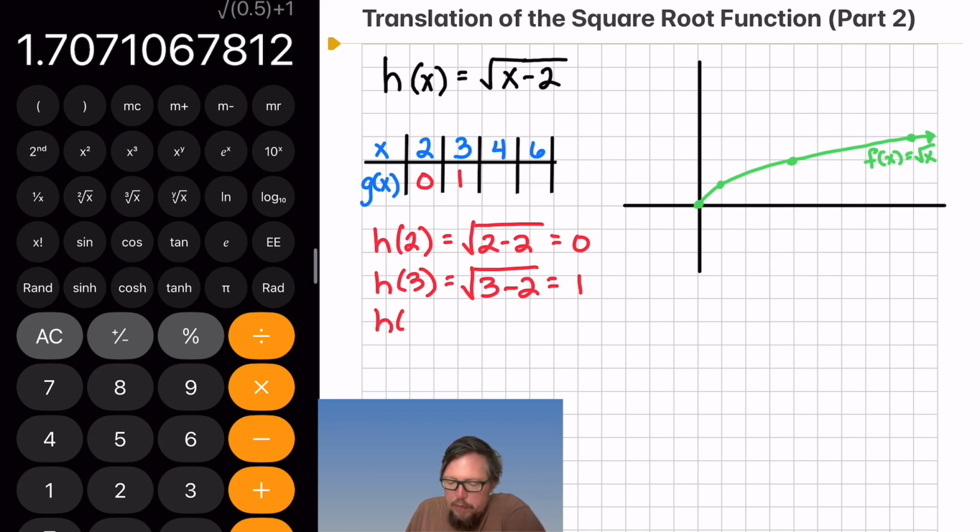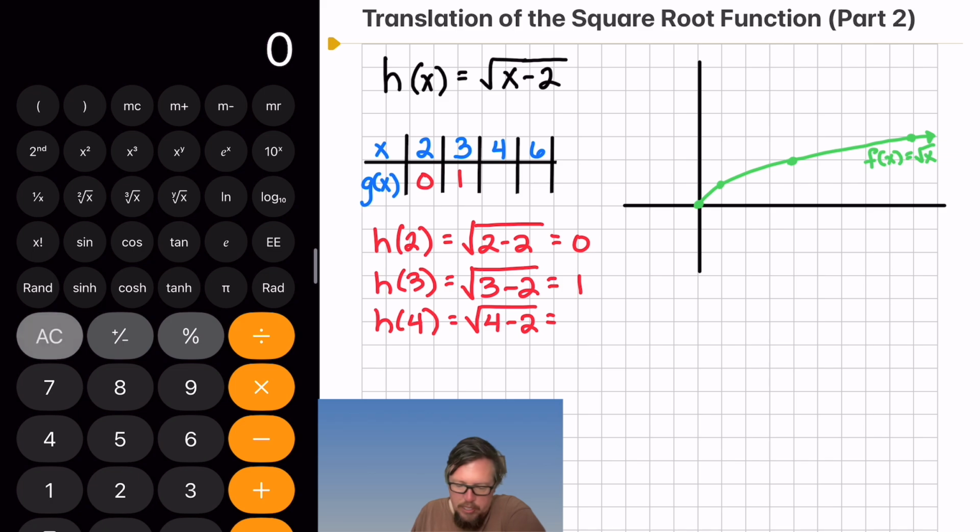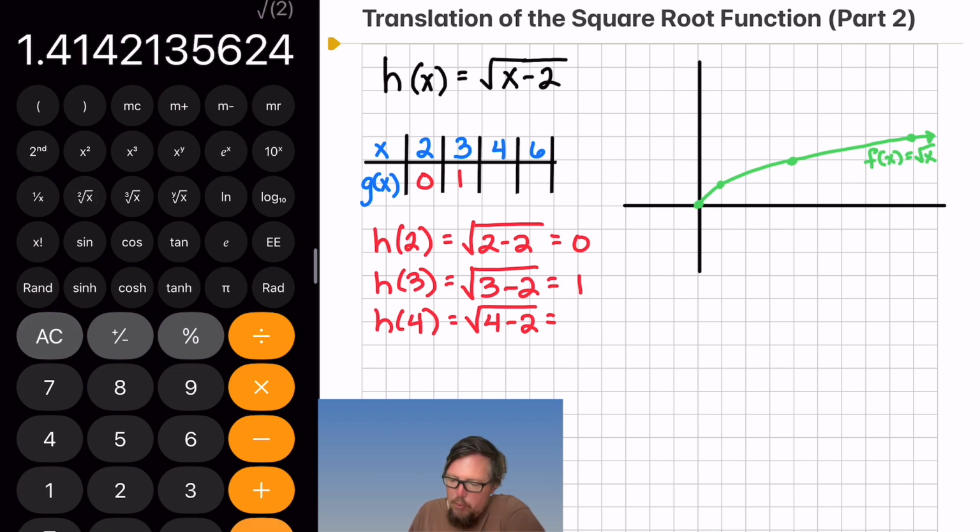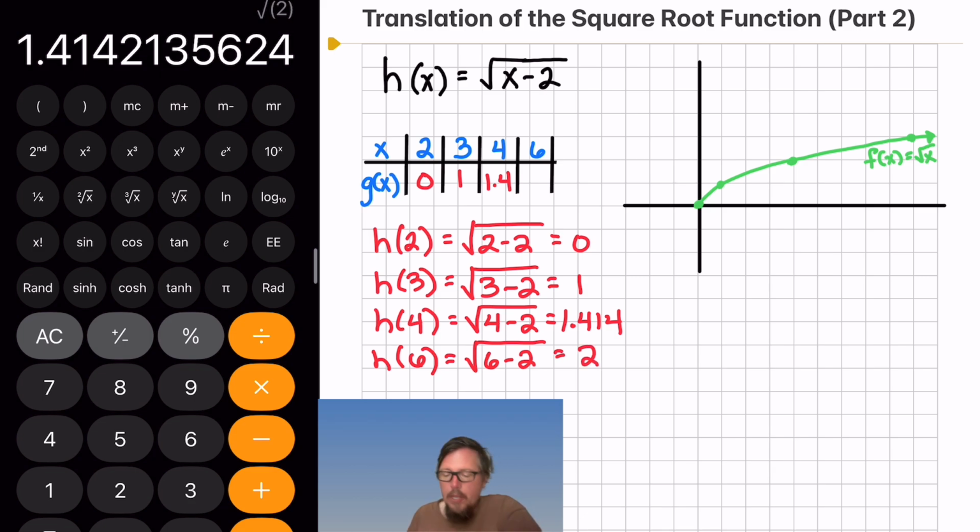Next, we'll do h of 4. So we've got the square root of 4 minus 2. That is going to be the square root of 2, which as far as I know is 1.414. So 1.4 we'll put in here. And then finally, we'll do h of 6, which is going to be the square root of 6 minus 2, the square root of 4 then, which is 2. So 6, 2 is our final point that we're going to include in the table.